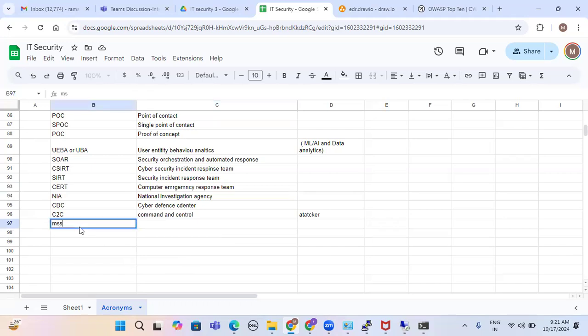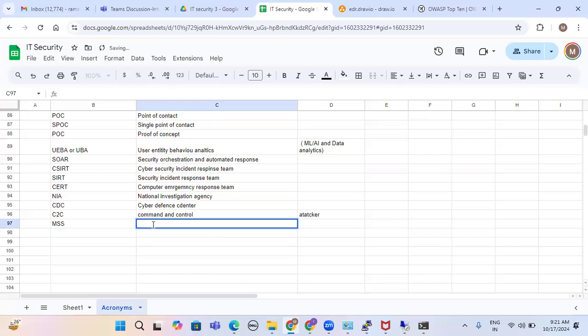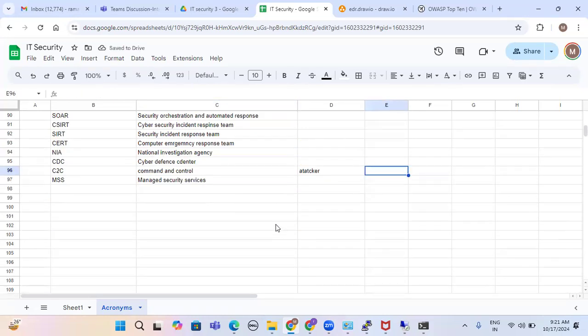Next one is MSS. It's a managed security services. It is applicable to consulting and service based companies. That may be TCS or Infosys or Wipro, Accenture or Capgemini or Mindtree and so on. So they have an MSS team. It's a managed security services.